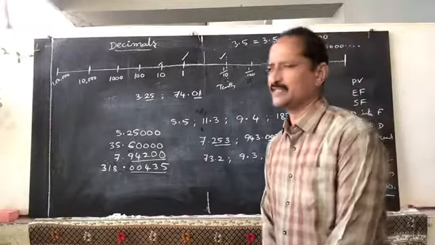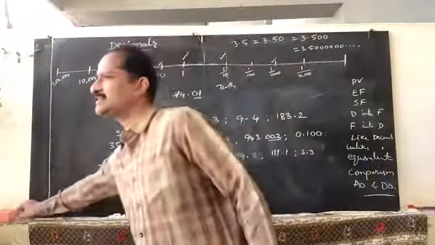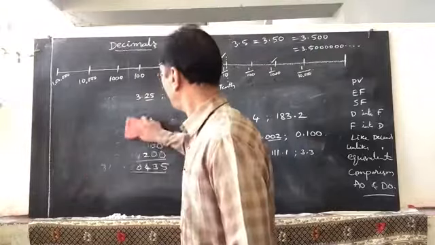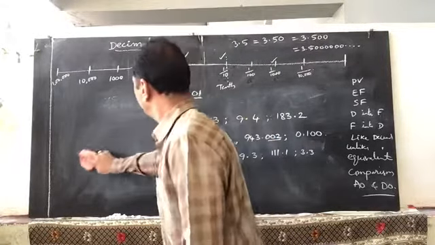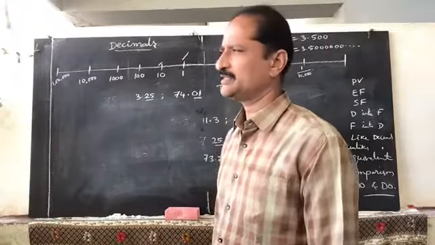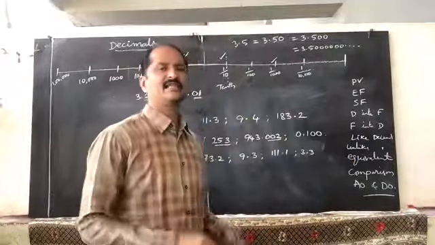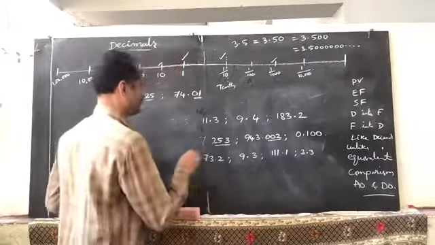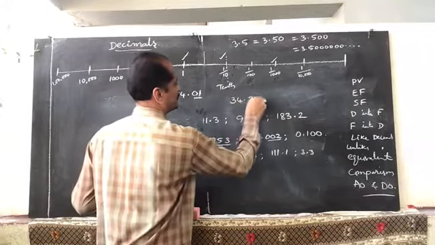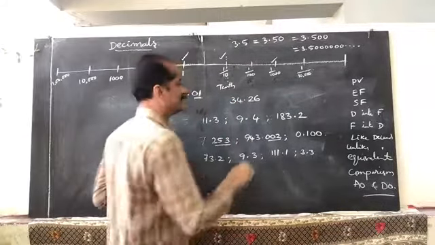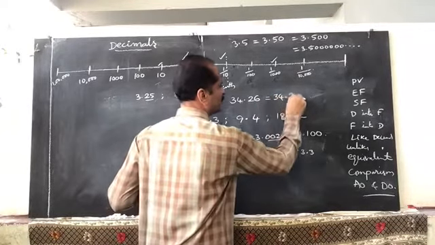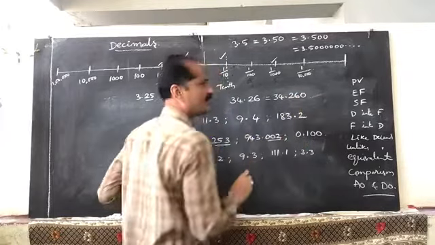Next we have equivalent decimals. Equivalent decimals means decimals with the same values. That means the whole number part and decimal part should be equal. For example, 34.26. This can be read as 34.26 is also written as 34.260. If you are placing one zero, no value.